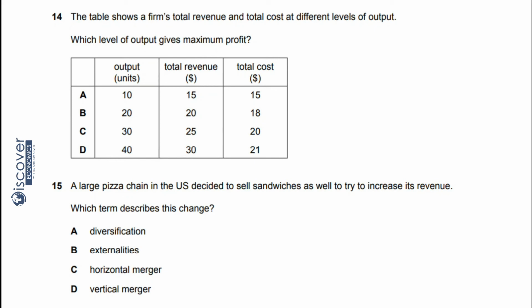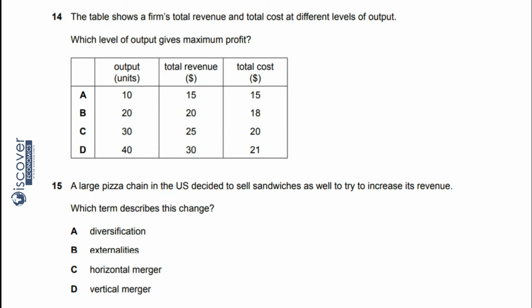So, let's see what is in A. A, total revenue minus total cost is 15 minus 15, 0. So, this will not be. B, 20 minus 18 is 2. So this 2 is the answer. Fine. Keep in mind. Then for C, 25 minus 20, so 5 is the answer. Okay, keep in mind. Then D, 30 minus 21 is equal to 9. So the most profit you are getting is at D point. So D is going to be the answer over here. Then come to question number 15.